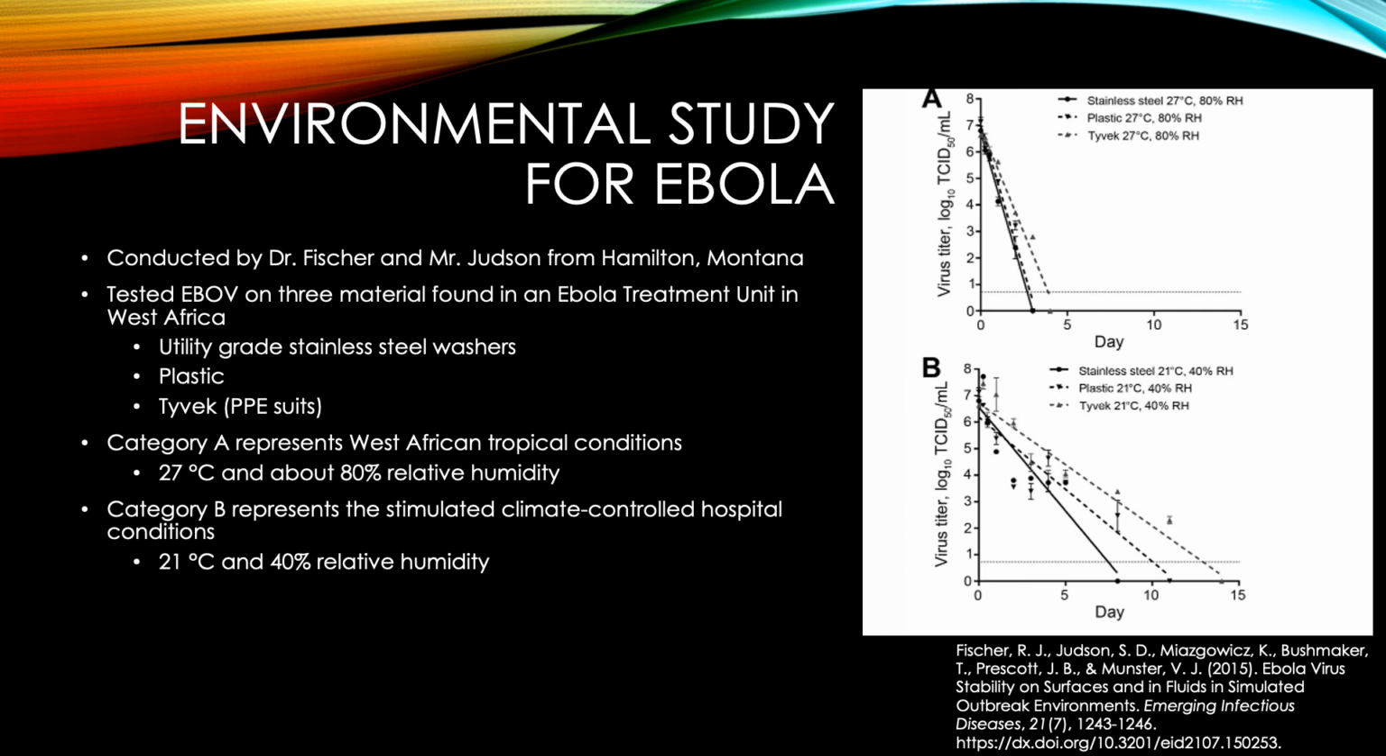In the tropical condition, the virus is only able to live on the stainless steel and plastic for about 4 days, and it lived in the Tyvek for about 5 days. In the simulated hospital conditions, the virus was able to live on the stainless steel for about 7 days, it lives on the plastic for about 11 days, and it lived on the Tyvek for about 15 days. Luckily, the tropical conditions in Africa reduced the amount of time the virus can live on a surface.